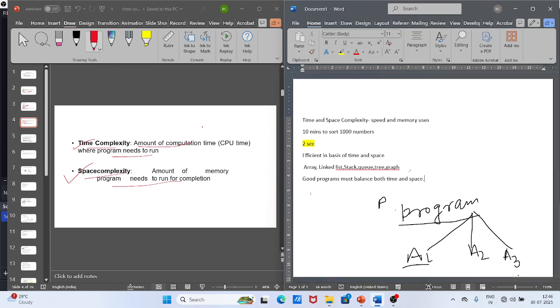Now come to the point. Basically we measure the algorithm in two ways. One is priori and another one is posteriori.